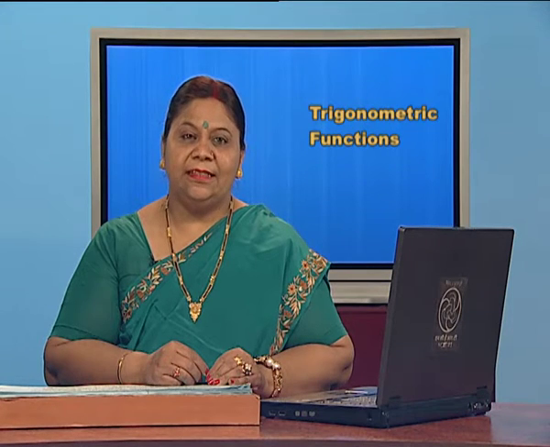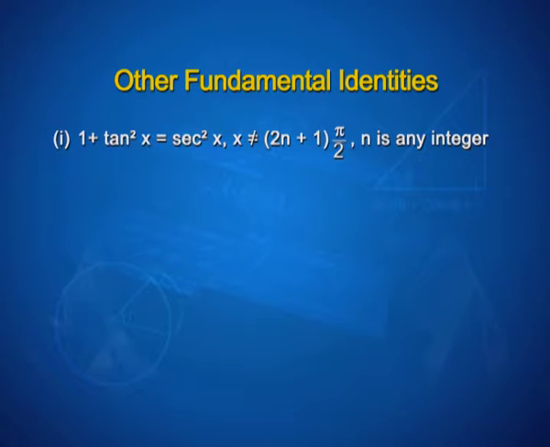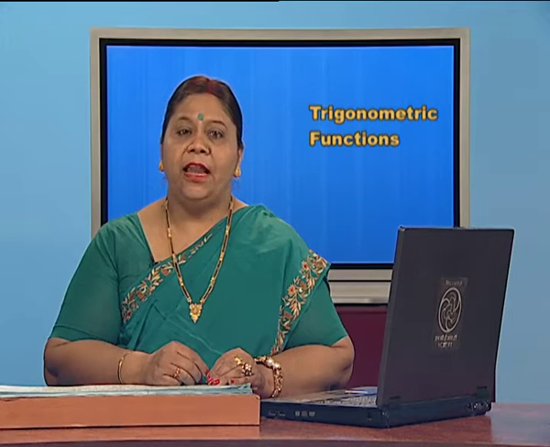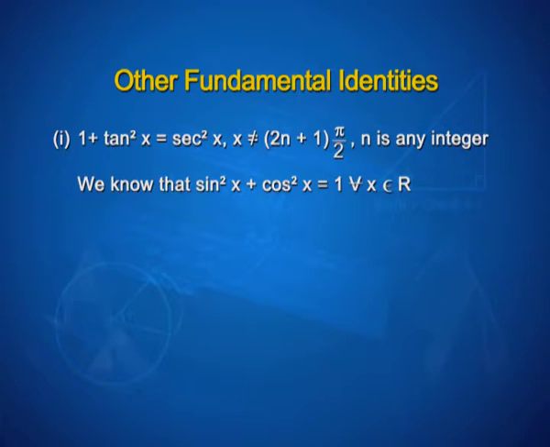Now, let us discuss some other fundamental identities. 1 plus tan squared x is equal to sec squared x when x is not equal to (2n plus 1) into pi by 2, n is any integer. We will derive this with the help of the previously known identity, that is sin squared x plus cos squared x is equal to 1 for every x belonging to R.